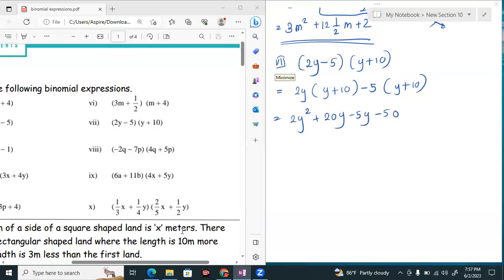When I took half into m, it is m upon 2. Anyway, you should have got it as 12 and m over 2. It doesn't matter.